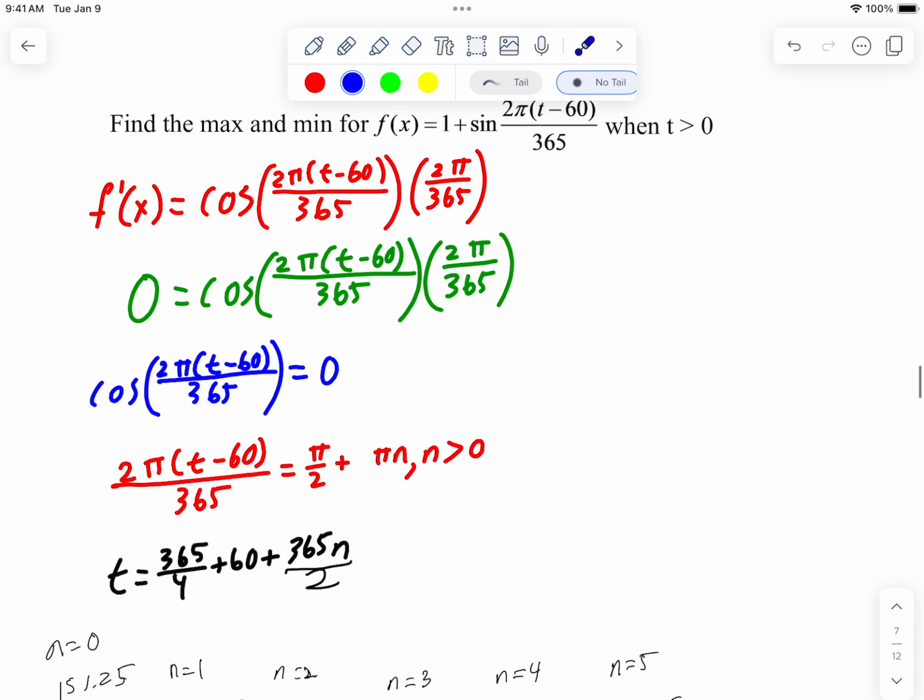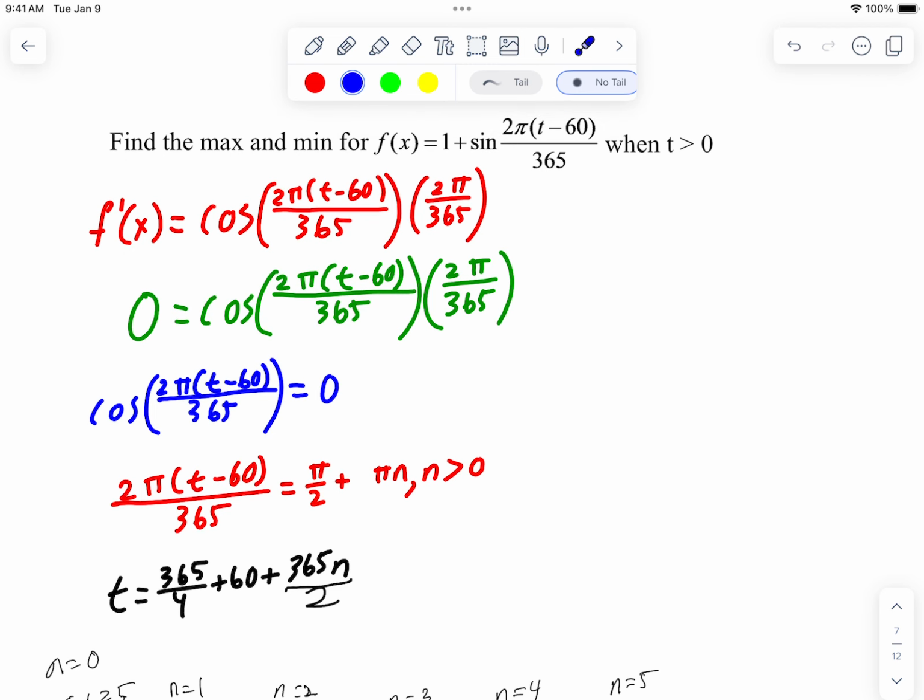Well, we used calculus here. So first thing, we need to find our critical values. So I did the derivative. Here with the derivative, again, we need to do the chain rule. So derivative of 1 is 0, so I can kind of ignore that. Derivative of sine is cosine, and then of the thing, right? And then times the derivative of the thing. Well, the derivative of 2 pi times the quantity t minus 60 over 365 is 2 pi over 365. So that's my derivative. Now to find my critical values, I set that equal to 0. Here, again, this is just going to divide out. So really, I'm thinking about where does the cosine of 2 pi times t minus 60 over 365 equal 0.